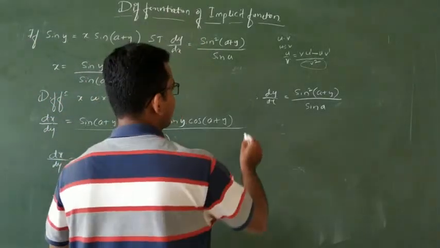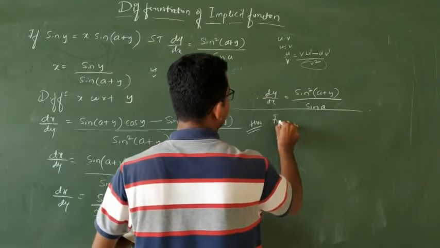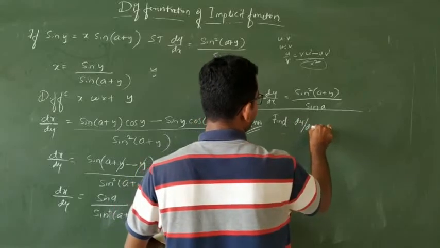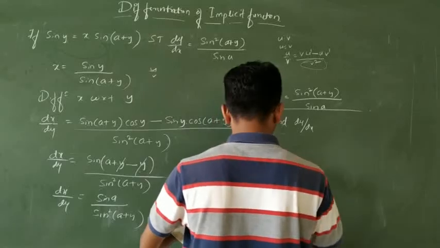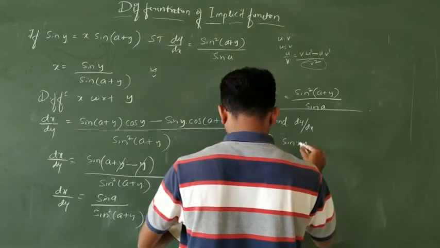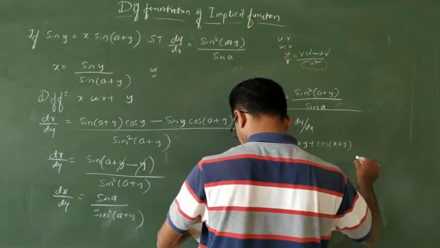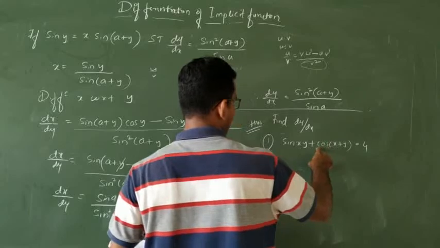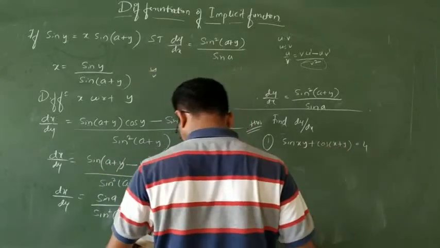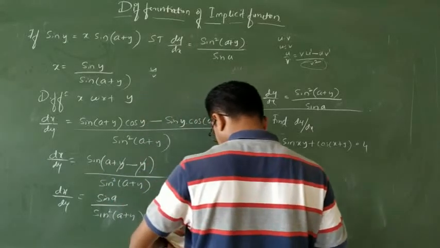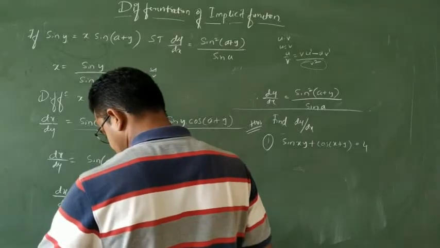Find dy by dx. These are the homework. The first homework is sin of xy plus cos of x plus y is equal to, don't apply the compound angle formula here for cos of x plus y, don't expand it. You should differentiate all of it. Okay? The next one is very simple.